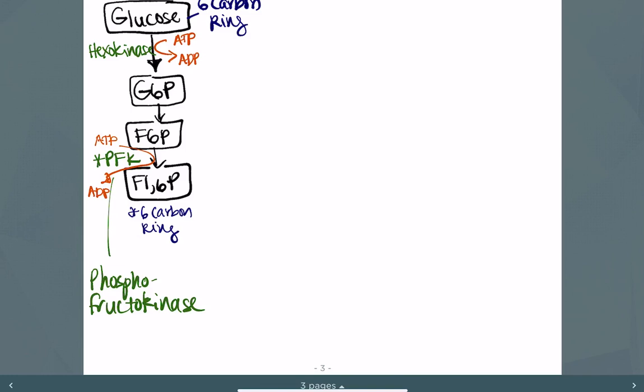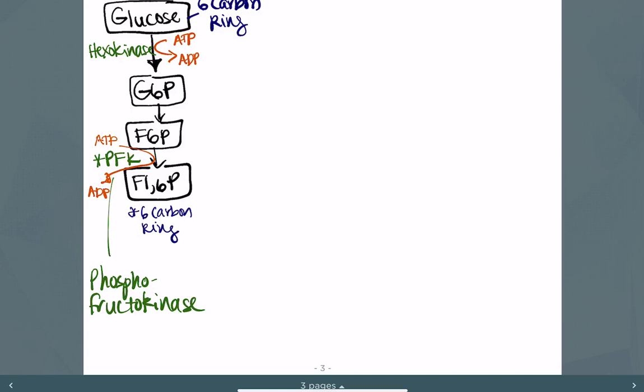The first half of glycolysis is considered the energy consuming half. Now we're going to start getting into the energy producing side. Okay, so F16P is the 6-carbon ring, and this next step splits that 6-carbon ring into two 3-carbon sections.